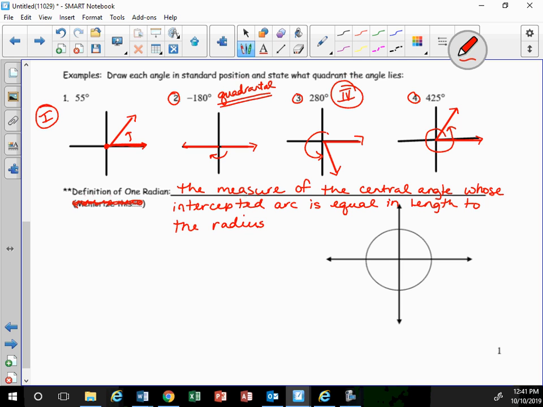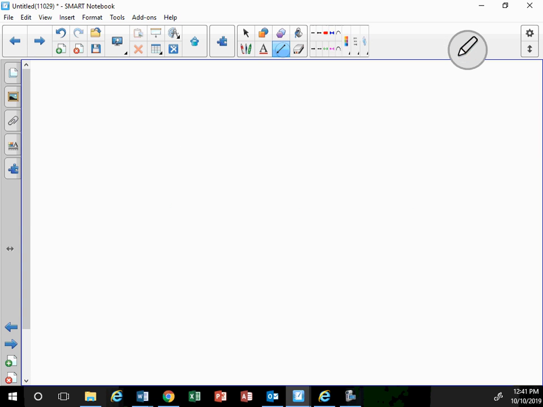Intercepted arc. You gonna make it round? Okay, I'm gonna make a bigger one of these circles just so I can show you what's going on.